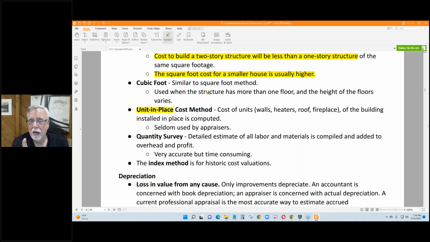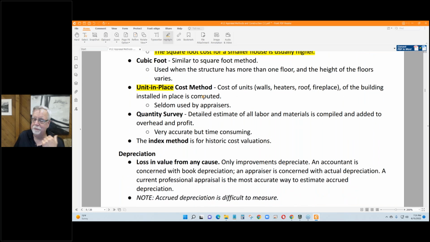So would it be more accurate if instead of letting the general contractor say $300 a square foot, we got all of the subcontractors together and said, what is it going to cost to put in the foundation, the floors and walls, the electrical, and the plumbing? You understand what we're doing now is getting estimates for each of the major components of the building, and that's called the unit in place. Not used by appraisers. It's just something that is in appraisal textbooks and appears in the state exam. The quantity survey is the most detailed.